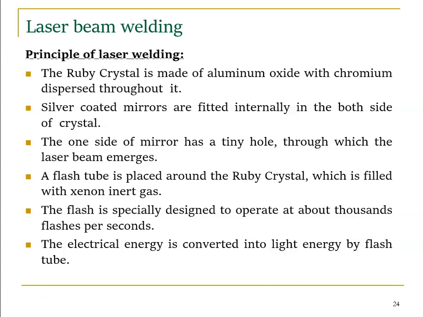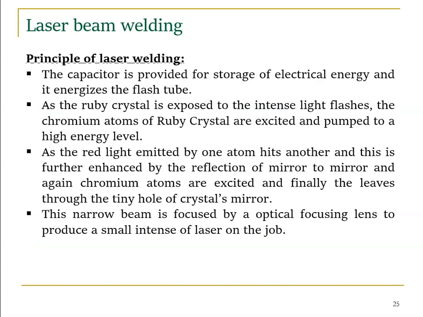So a flash tube is placed around the ruby crystal, which is filled with xenon inert gas. The flash tube is specially designed to operate at about 1000 flashes per second, right. The electrical energy is converted to light energy by the flash tube, right. So if you supply electrical energy, it will convert to light energy. The capacitor is provided for storage of electrical energy, and it energizes the flash tube. As the ruby crystals are exposed to the intense light flashes, the chromium atoms of the ruby crystals are excited and pumped into a high energy level, right.